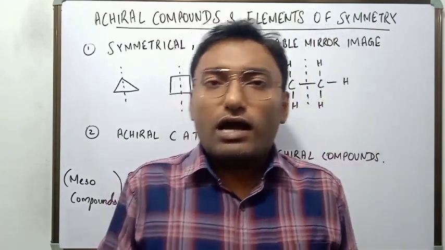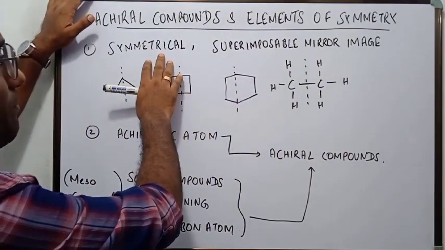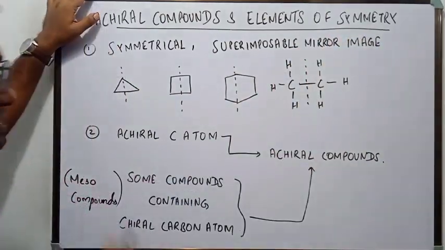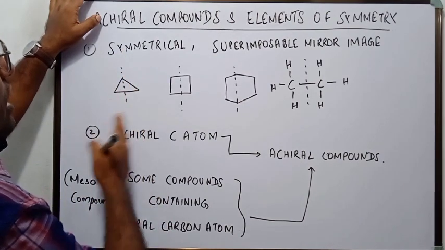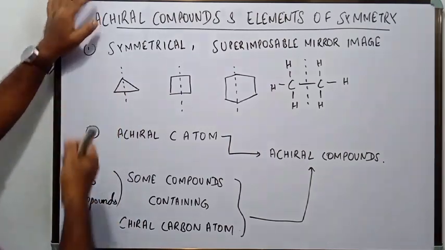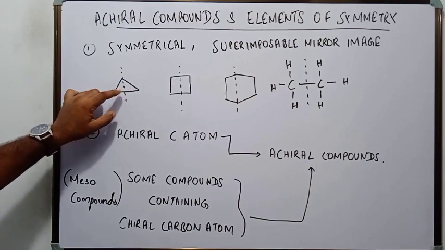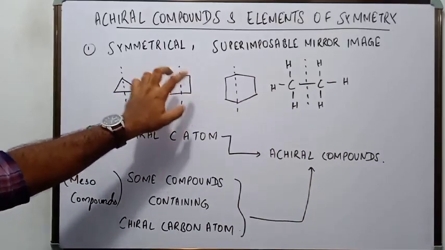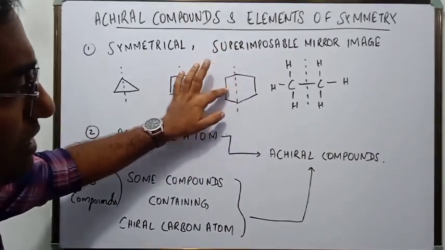So let us start. Achiral compounds. Achiral compounds are symmetrical compounds which have a superimposable mirror image. By symmetrical, what I mean is that it can be divided into two equal halves, the two halves being mirror images of each other. You can see this is cyclopropane. It can be divided into two equal halves. The two halves are mirror images. This is cyclobutane. The two halves are mirror images. Similarly, this is cyclohexane. How is this a mirror image of this?